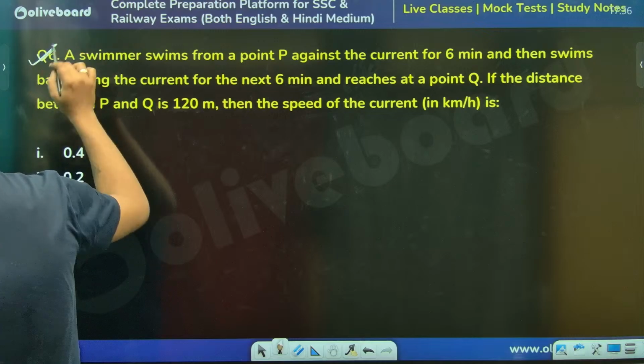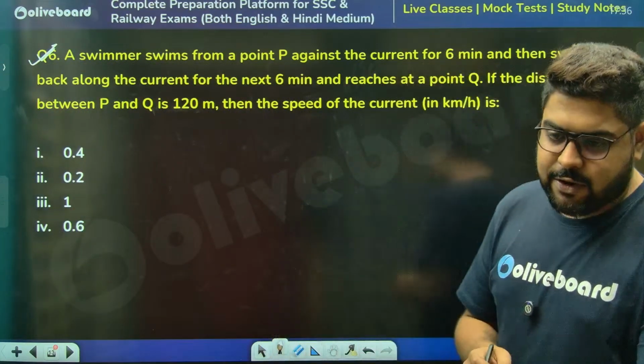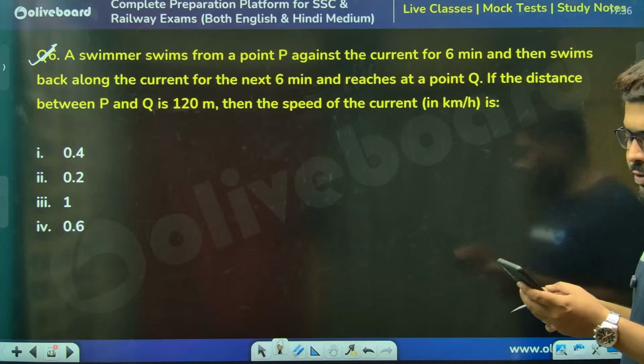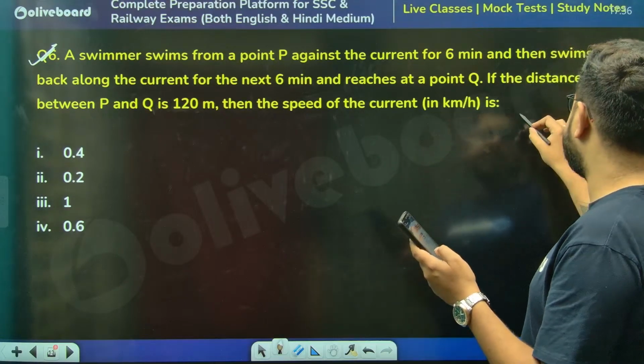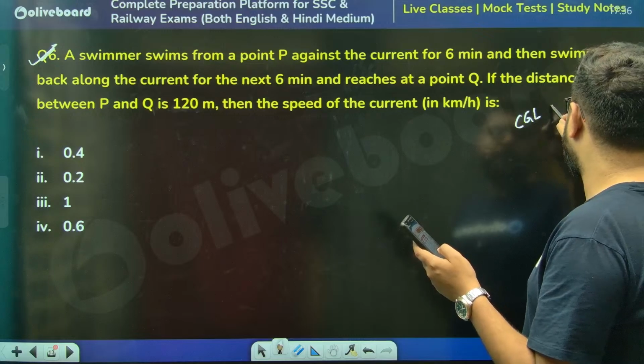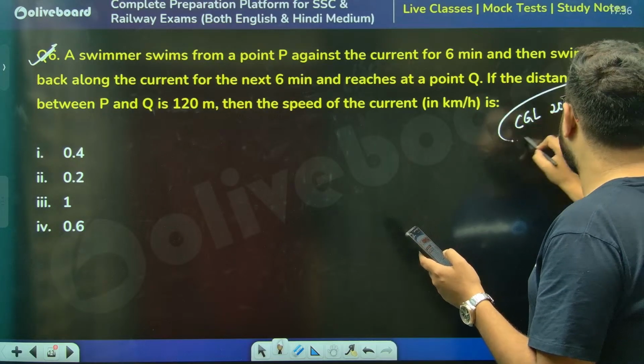Very, very good question. Again, if you want to know which exam this is from, it is from CGL 2022, from pre only.